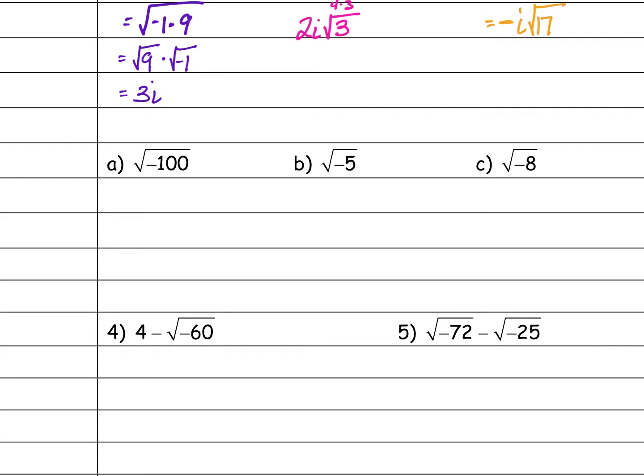So for A, everyone already heard Nia, it's 10i, because the square root of 100 is 10, and the square root of -1 is i. Okay, so the middle one, I don't know what the square root of 5 is, but I do know what the square root of the negative is, and that's i square root of 5.